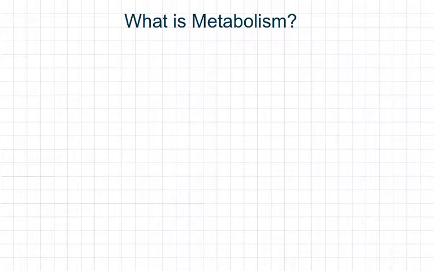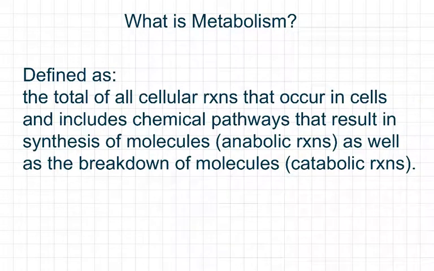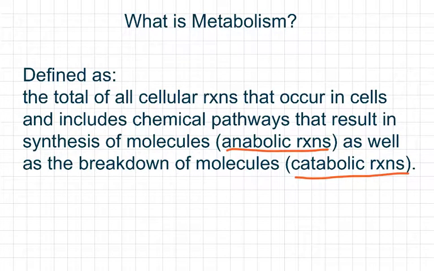Before we start discussing exercise metabolism, we need to define what metabolism is. Powers et al. define metabolism as the total of all cellular reactions that occur in the cells in the body, and this includes the chemical pathways that result in the synthesis and the breakdown of molecules. When we talk about synthesis of molecules, we're talking about anabolic reactions. And when we talk about the breakdown, we're talking about catabolic reactions.